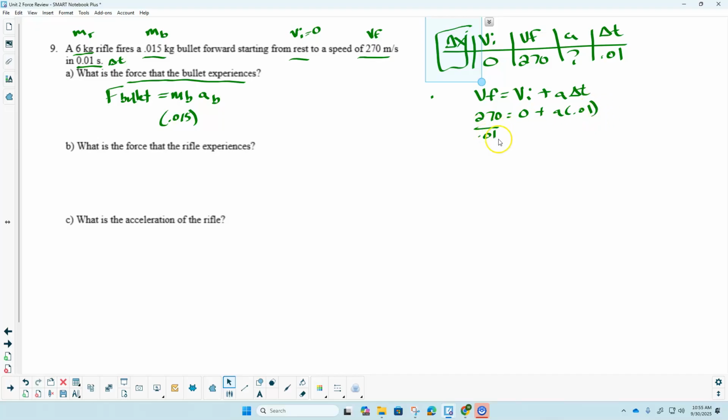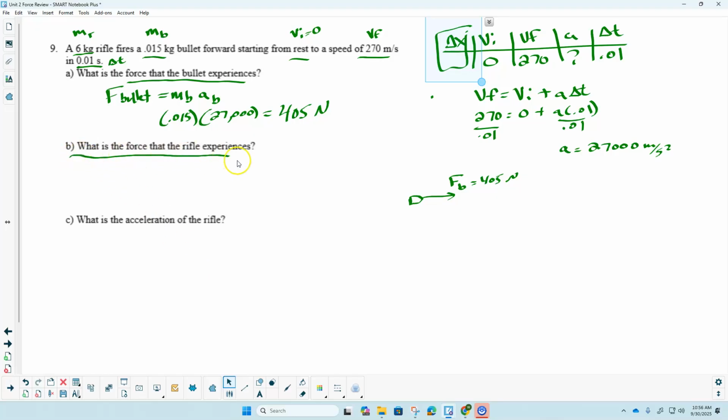So we're going to divide by 0.01, which is basically the same as multiplying by 100. So you add 2 zeros, and you get a is 27,000 meters per second squared. So that's the acceleration, 27,000. And then you multiply that by 0.015, and just to double check that, I got 405 newtons. So the bullet experiences a force, maybe going that way, of 405 newtons.